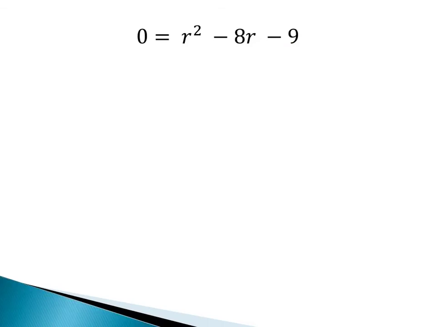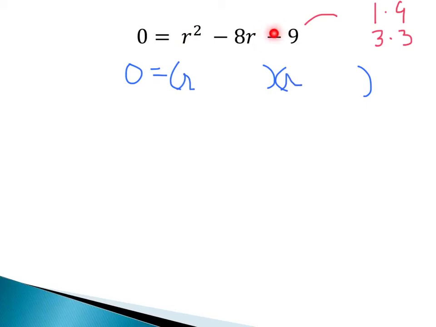Here's our quadratic. Factoring quadratics. The 9 has factors of 1 and 9 and 3 and 3. We know that because this last term is negative, the factors are going to have different signs. Let's write that first step. How do we get R squared? The only choice is R times R. We also know that, because of this negative sign, the factors have different signs, positive and negative.